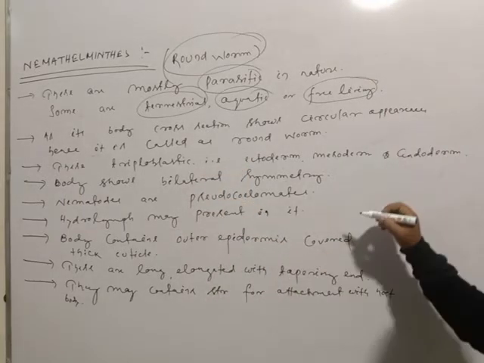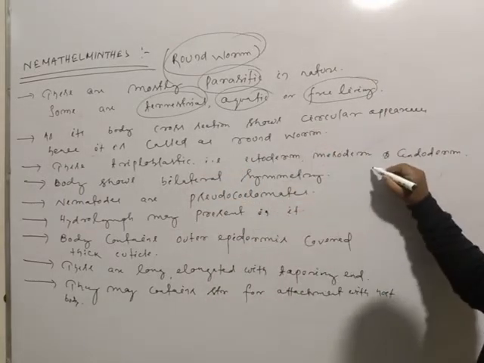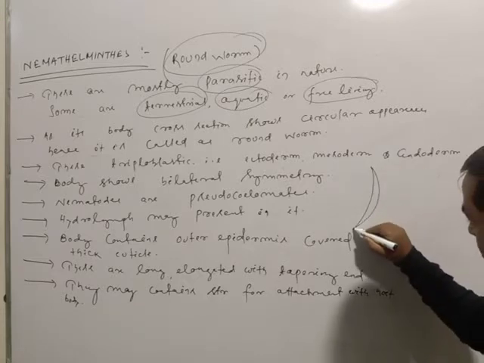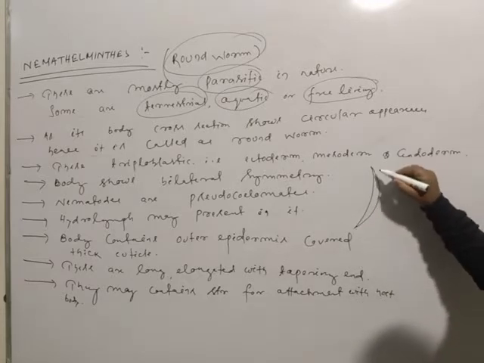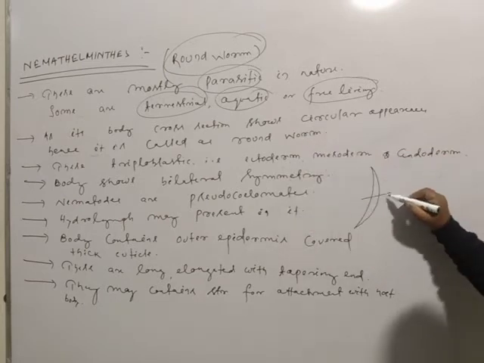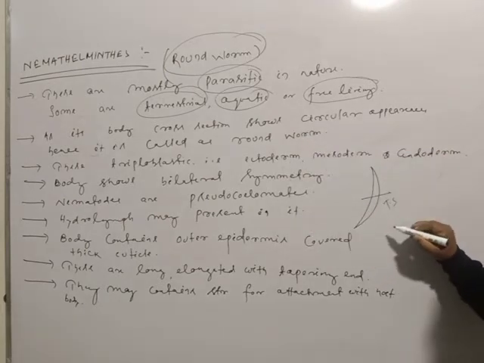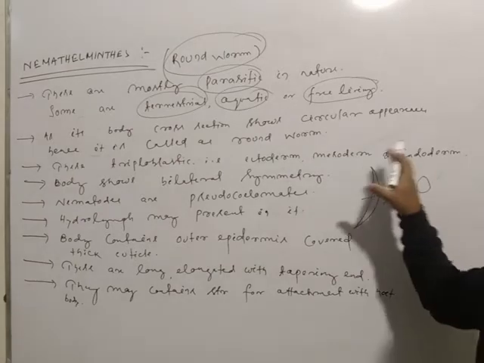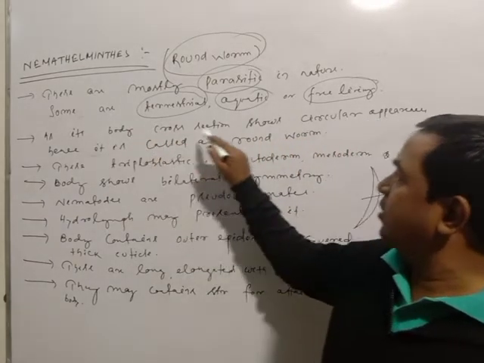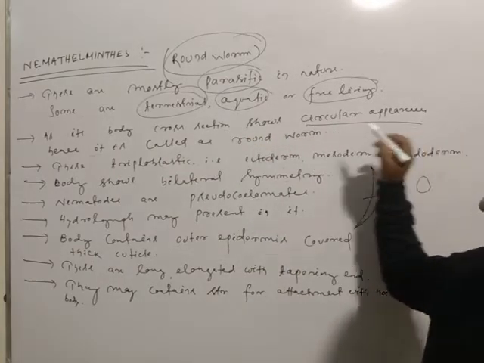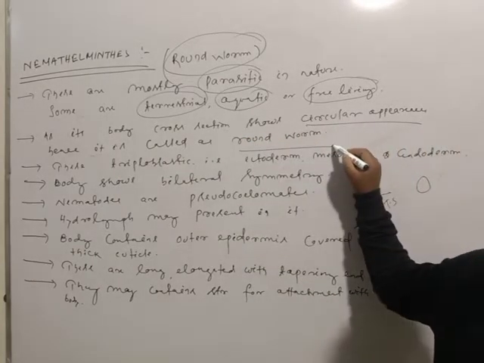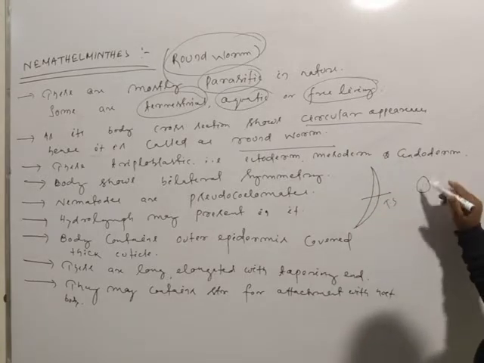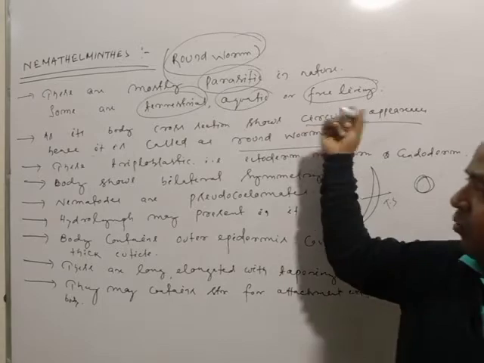As its body cross section, see, if this is the structure of a nematode, if you cut this, this is your transverse section and it will look circular. Hence it is called a roundworm, because the transverse section shows a rounded appearance.